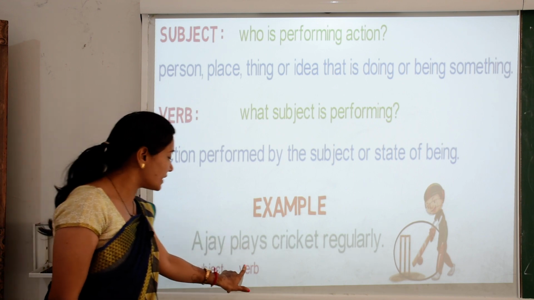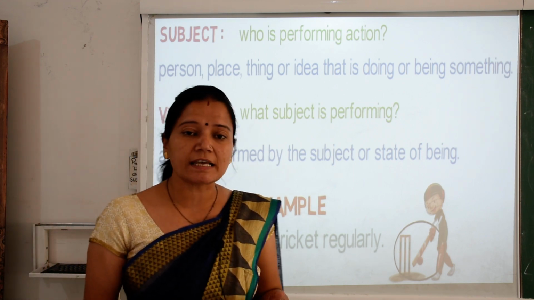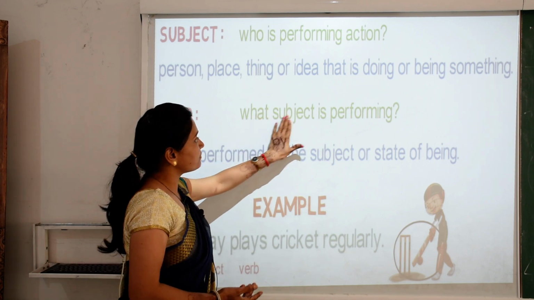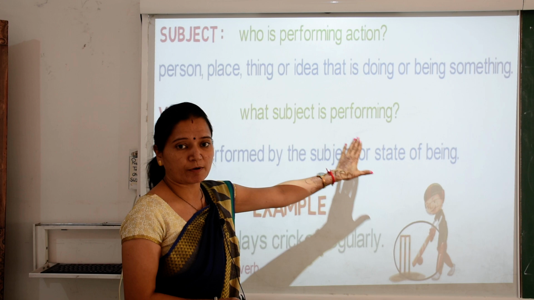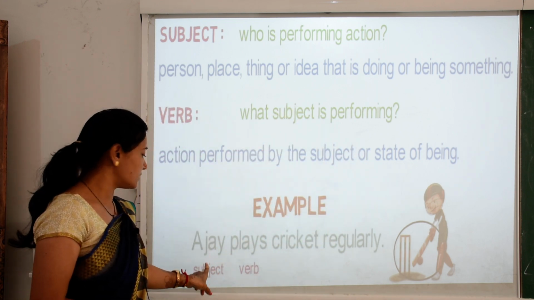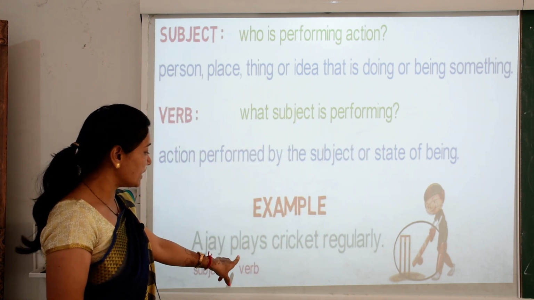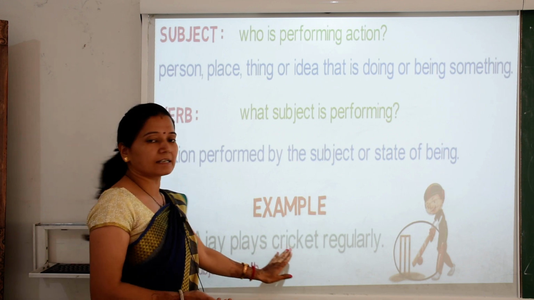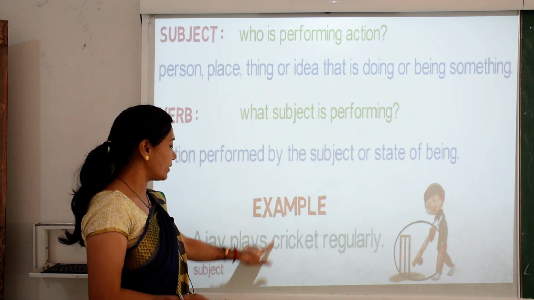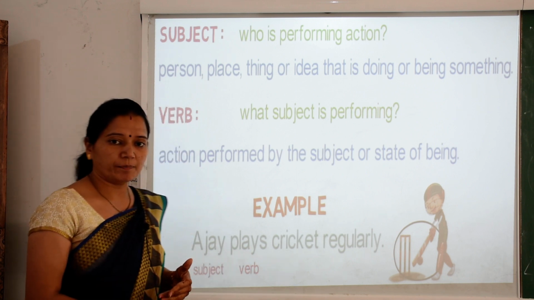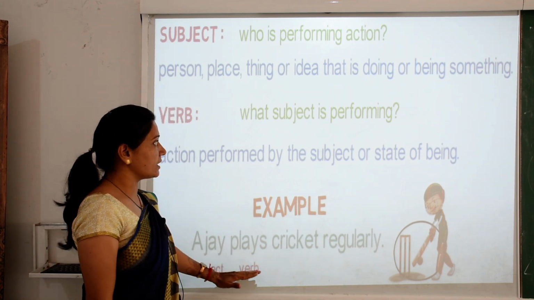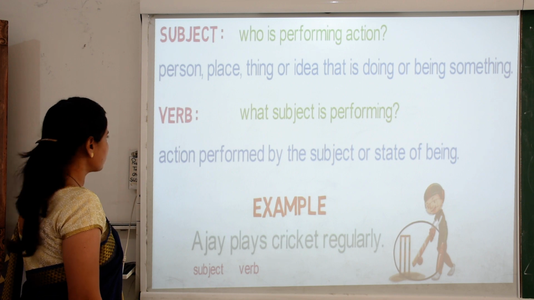And to identify the verb, what will we ask? We ask what the subject is performing. Our subject was Ajay, and what is he performing? Ajay plays cricket regularly. What does he do? He plays. So that is our verb. That is our subject and verb.